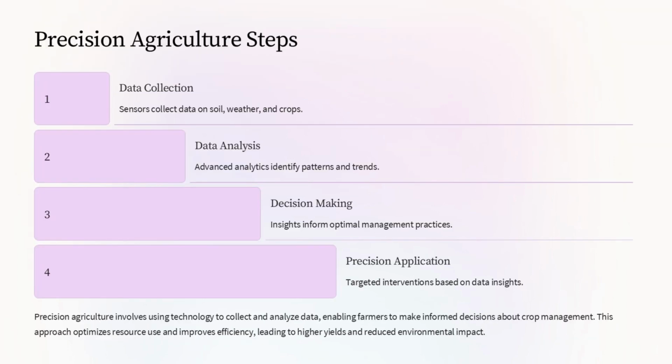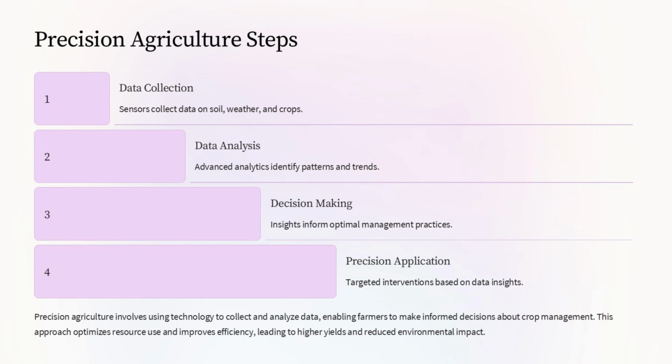Precision agriculture is a data-driven approach to crop management. It involves using sensors to collect detailed data on soil, weather, and crop conditions. This data is then analyzed using advanced analytics to identify patterns and trends. The insights from this data analysis inform decision-making on optimal management practices.